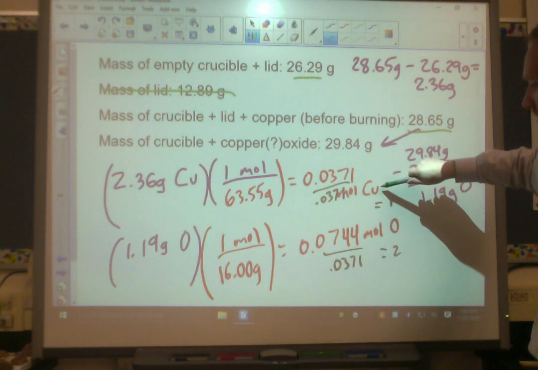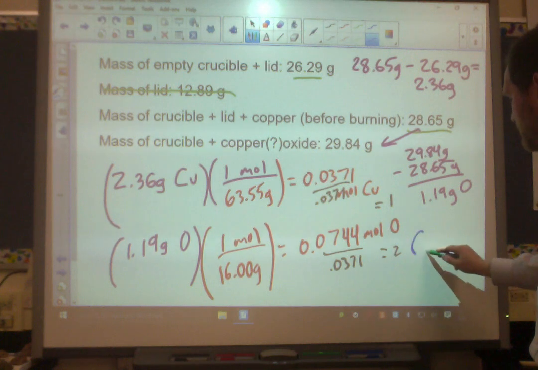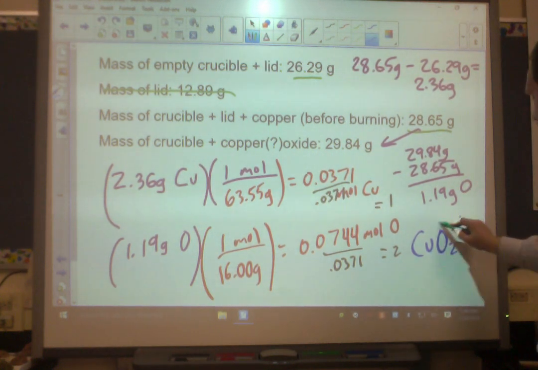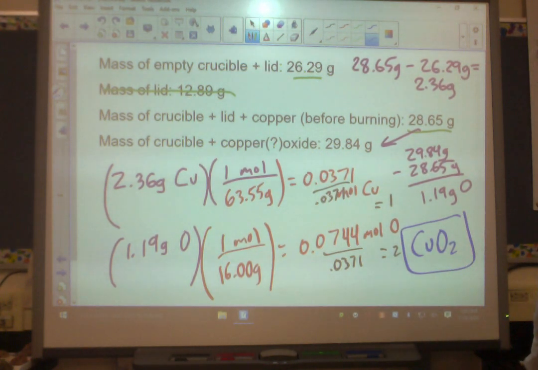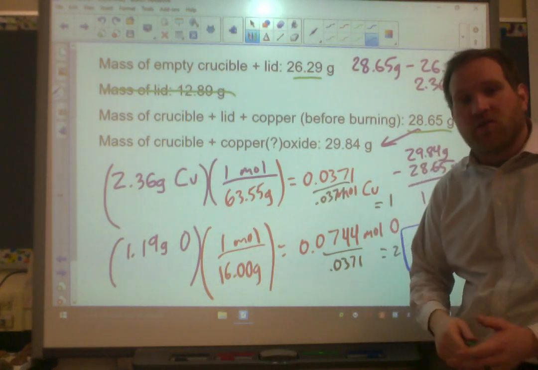So we have 1 mole of copper, 2 moles of oxygen. Our empirical formula is going to be CuO2. That's the answer. And of course we can name this. 2 oxygens bonded to that copper. That copper must have a charge of 4+. That's going to be copper(IV) oxide. So that's how we run those sample calculations from the lab.